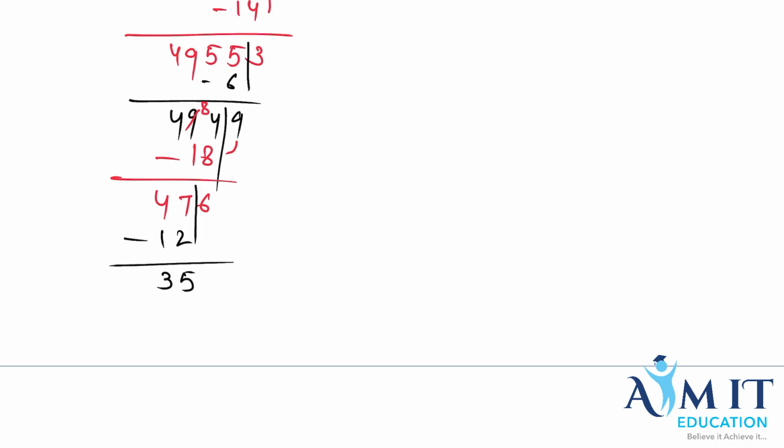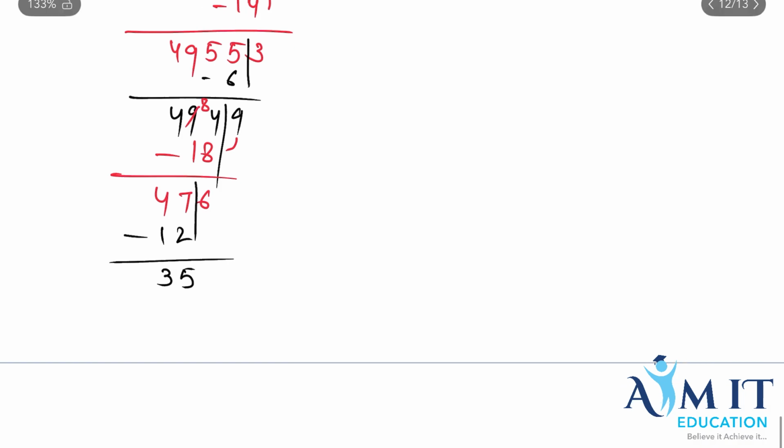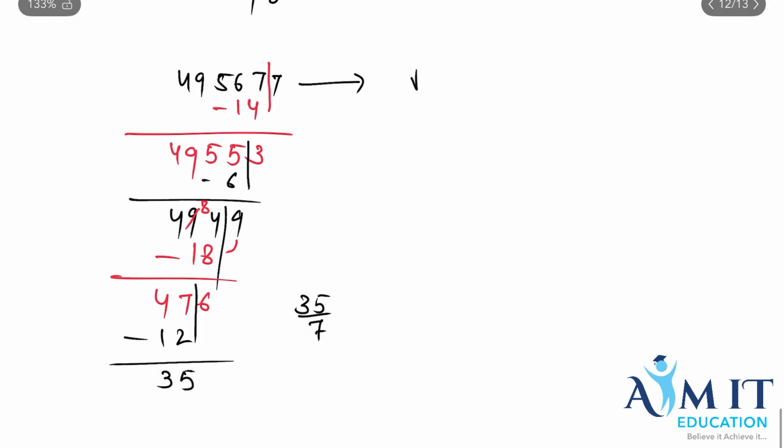So we have to repeat this process until we get a two digit or one digit number. So here we get the two digit number. Now this 35 is divisible by 7. This 35 is divisible by 7, which means the complete number is also divisible by 7. So this is the rule for 7.